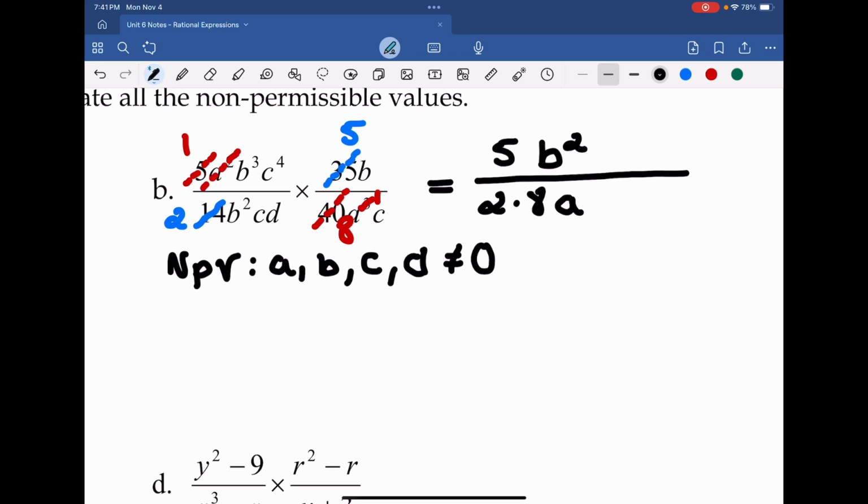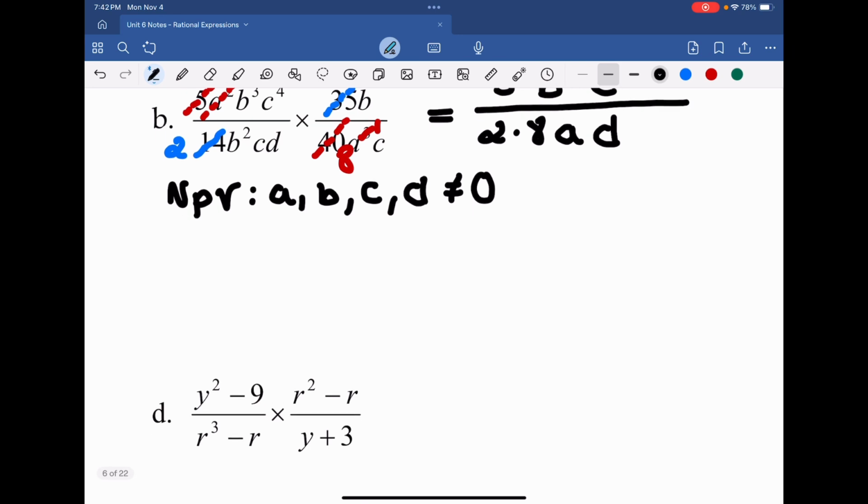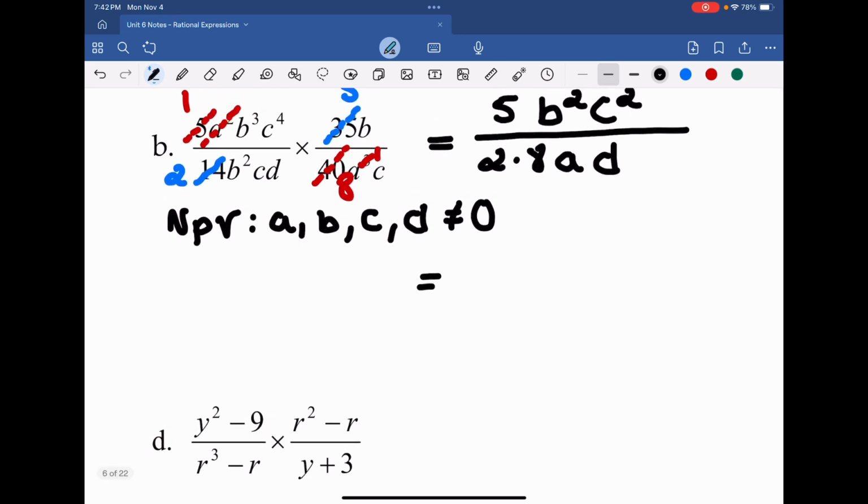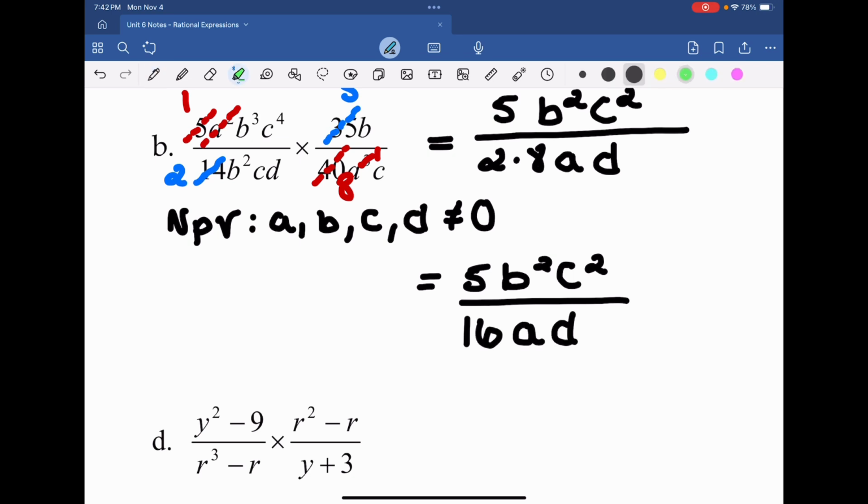Now I want to move on to my c's. I have c4 divided by c1, and c1 brought together is c2. So c4 over c2 gives us c2 in the numerator by the quotient law. And then lastly, I just have that 1d down in the denominator, so I'm going to leave it exactly where it is. Now we just want to take that one step further and say, okay, if we end up multiplying this out, it's going to be 5b squared c squared divided by the 2 times 8, which is 16, a times d. And there's our final answer.